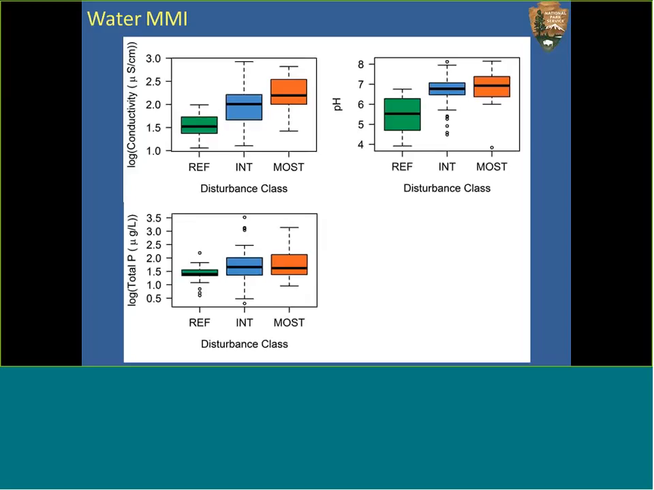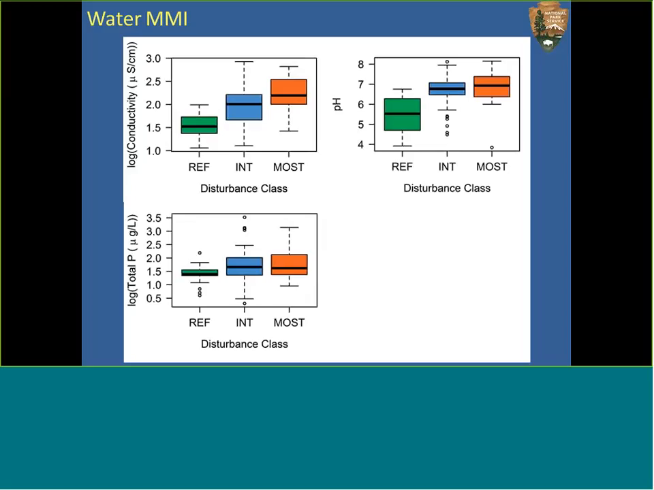The low sample size also made it difficult to come up with good metrics, and there were fewer water chemistry variables, so I was only able to come up with three metrics to combine into the MMI. But they're still pretty commonly used metrics, like conductivity, pH, and total phosphorus, that are used to assess water quality.